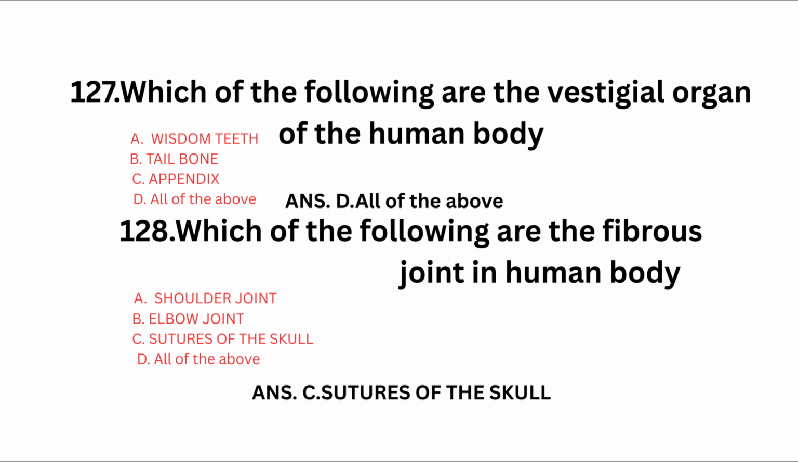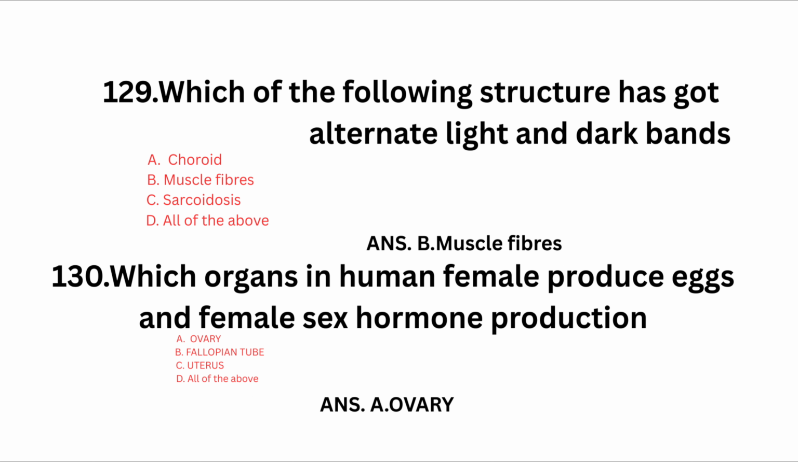128, which of the following are the fibrous joint in human body? A, shoulder joint. B, elbow joint. C, sutures of the skull. Answer D, all of the above. Answer is sutures of the skull as the fibrous joint.